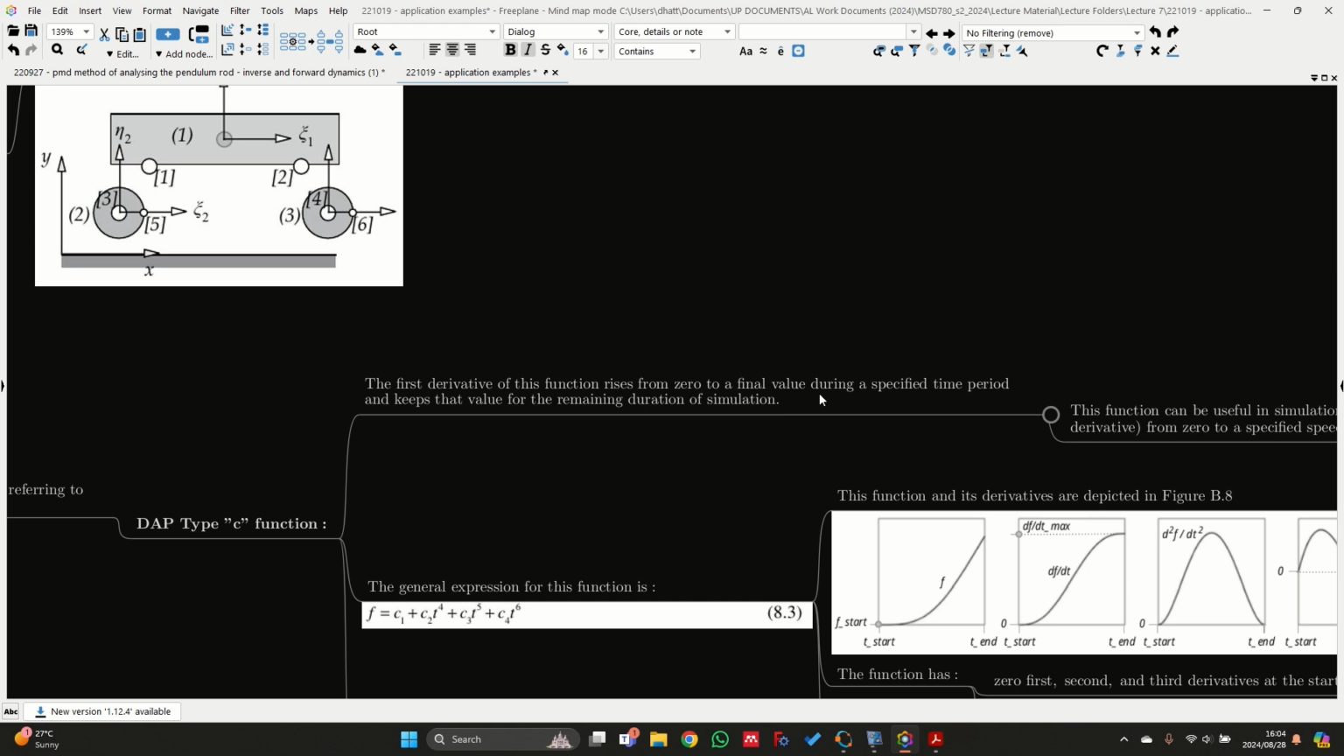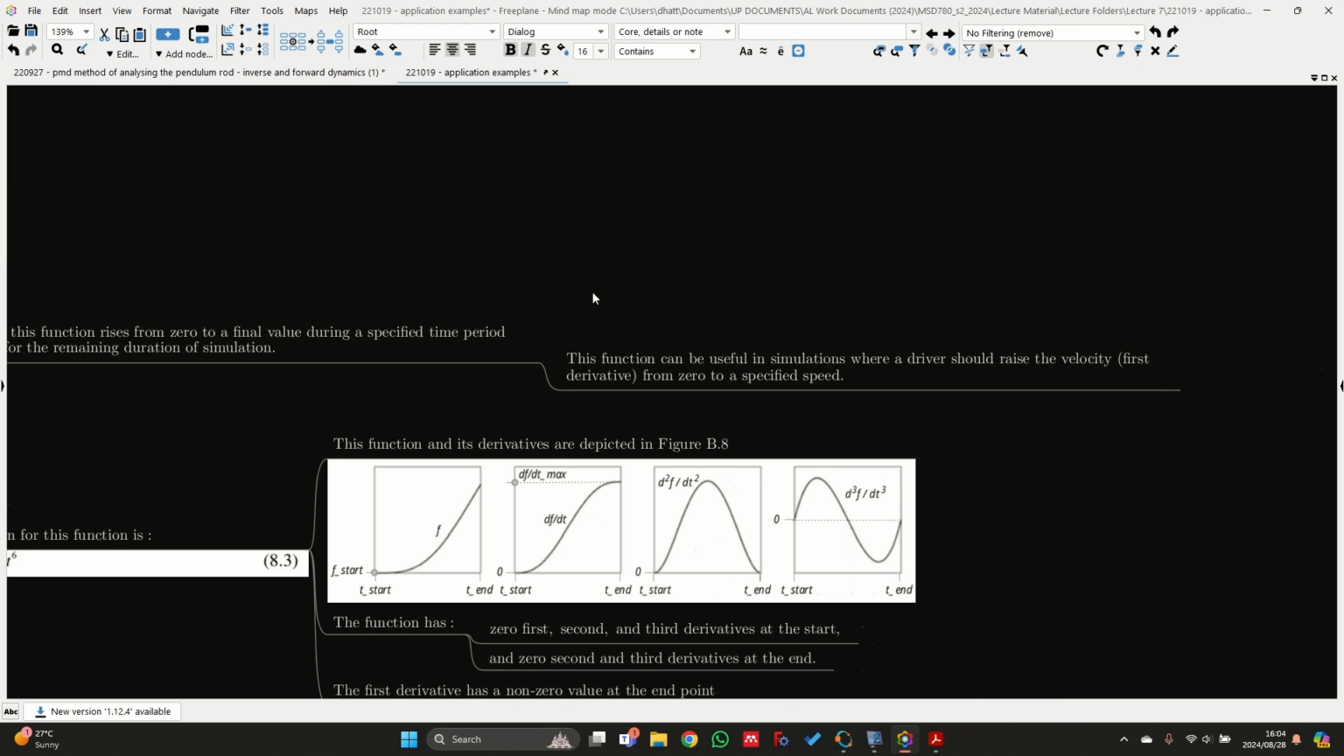And this is inherently different to what we had for cart A. In that case, once we did initial condition correction, we saw that it remains at a constant angular velocity of minus 2 pi radians per second. In this case, we want to see a ramp up in our angular velocity, so we expect it to start from 0 and then go to minus 2 pi radians per second. So there is some acceleration component playing a role here as well. This function can be useful in simulations where a driver should raise the velocity, or the first derivative, from 0 to a specified speed.